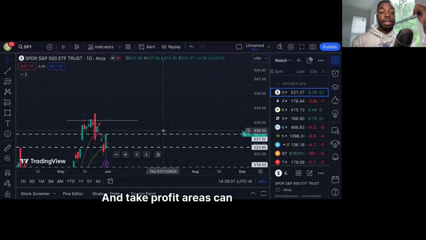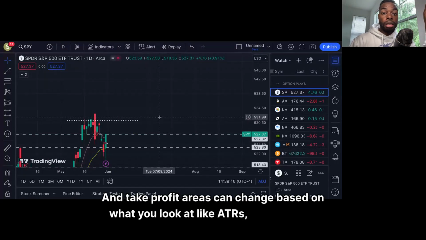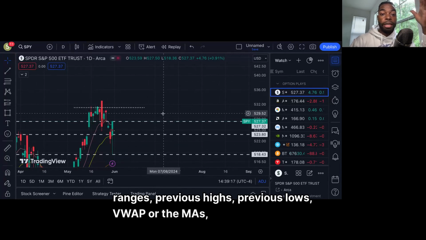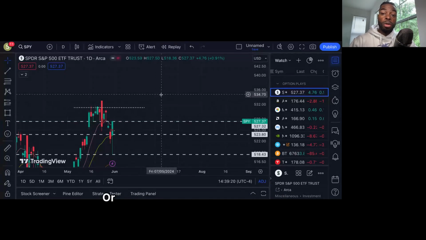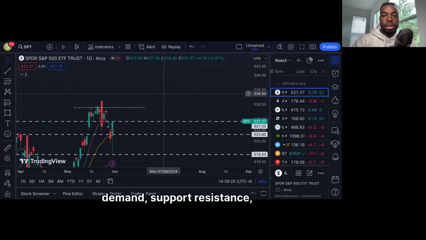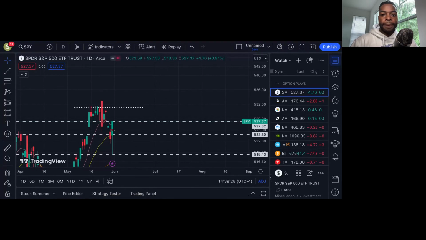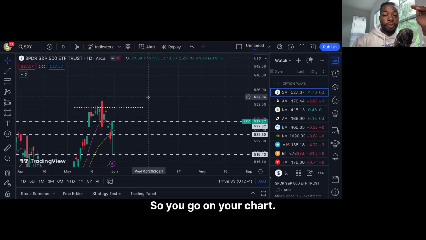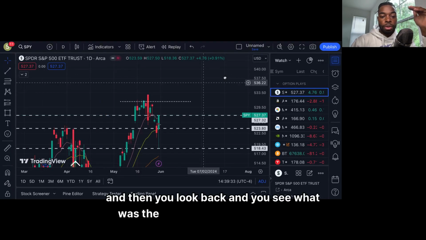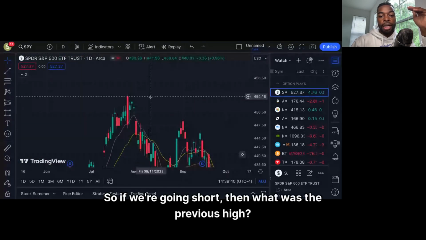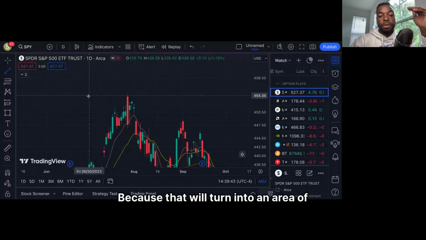And take profit areas can change based on what you look at, like ATRs, average true ranges, previous highs, previous lows, VWAP, or the MAs, different things like that. Or order blocks. Some people look at order blocks, but still it would be supply and demand, support, resistance, order blocks, same thing. So when you're looking to take profit, always look at previous. You go on your chart, and you look back and see what was the previous high, what was the previous low. If we're going short, then what was the previous high, because that will turn into an area of support typically.